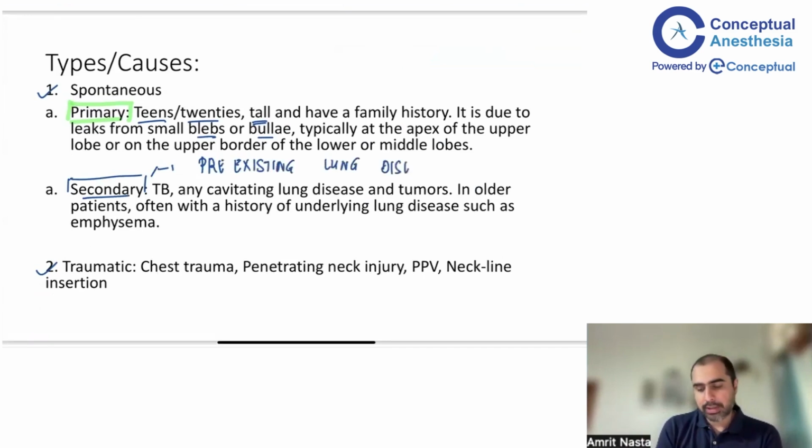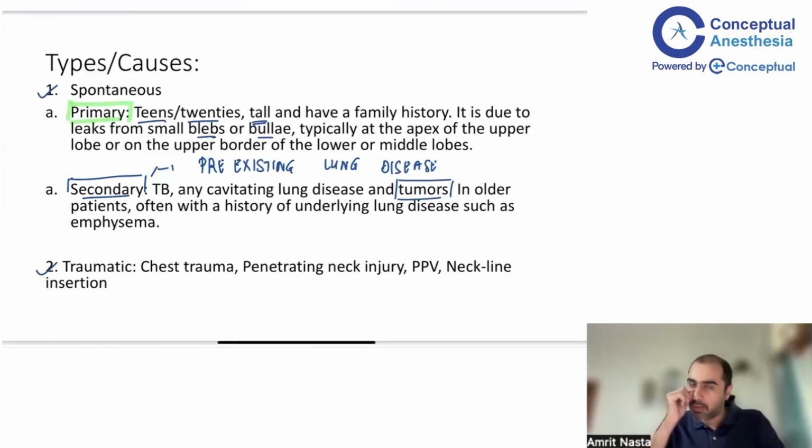And what is this pre-existing lung disease? Any lung cavity because of tuberculosis, necrotizing pneumonias. If there is a cavity in the lung and that cavity bursts on the surface of the lung, that will connect the lung parenchyma or the airways with the pleural space. So cavitary TB, cavitary tumors, these are the typical patients. So these are medical patients.